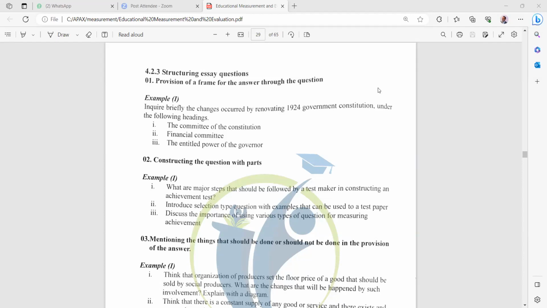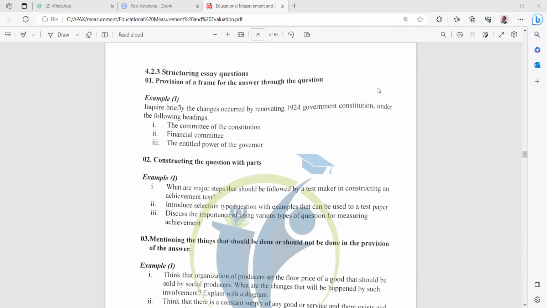Then the second one is constructing the question with parts. Example, what are major steps that should be followed by a test maker in constructing an achievement test used to a test paper? Discuss the importance of using various types of questions for measuring achievement, right? So the broad topic is achievement tests. And we have divided that into 3 different sections. So that is again structuring.